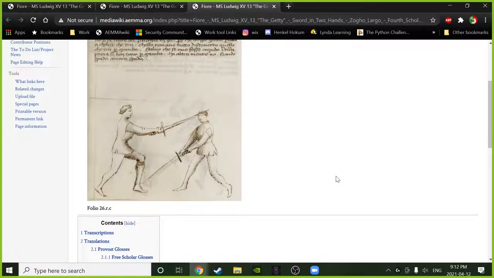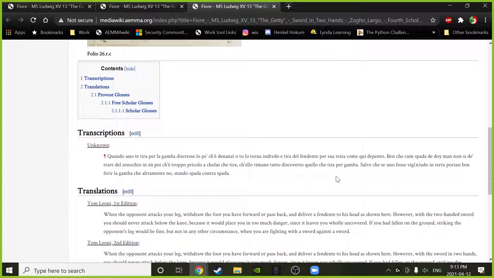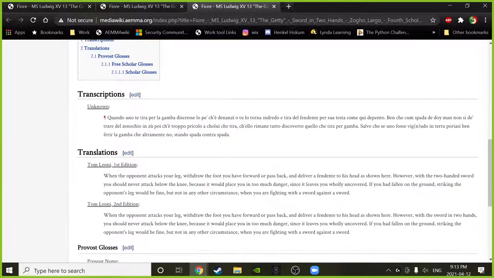But there is something that's very different about leg shots than all other things. And that is something that Fiore does mention. And he mentions this by emphasizing how serious the danger is if you go below the knee. And he says, here with the two-handed sword, you would never attack below the knee because it would place you in too much danger since it leaves you wholly uncovered. Okay?